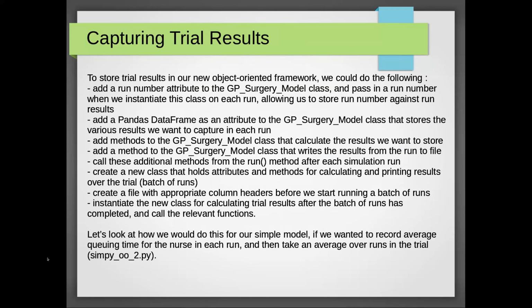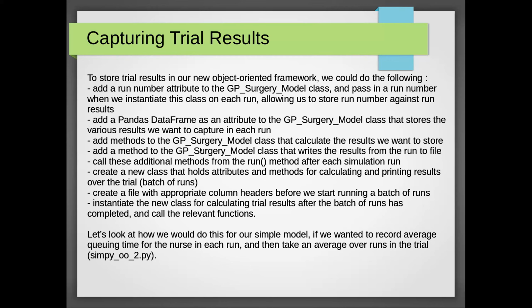So we talked before in the last session about how it's usually important that we want to capture results across a trial if we're going to be running the simulation lots of times, and we want to take an average of results over 100 runs or whatever it may be. To store that, we're going to have to do that slightly differently in our object-oriented framework.